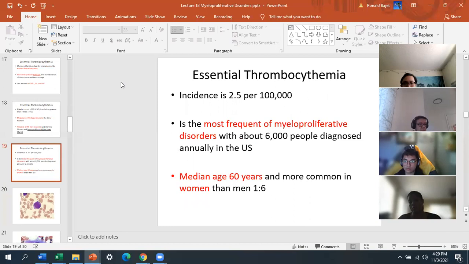The incidence of thrombocythemia in the population is 2.5 per 100,000. It's the most frequent of the myeloproliferative disorders, with about 6,000 people diagnosed annually in the United States. Elevated platelet counts we see a little bit more than occasionally. So it's not rare, it's not occasional, it's a little bit more than occasional. It's not common, in other words, okay? The median age is 60 years, and it's more common in women than men, at a ratio of 1 to 6.